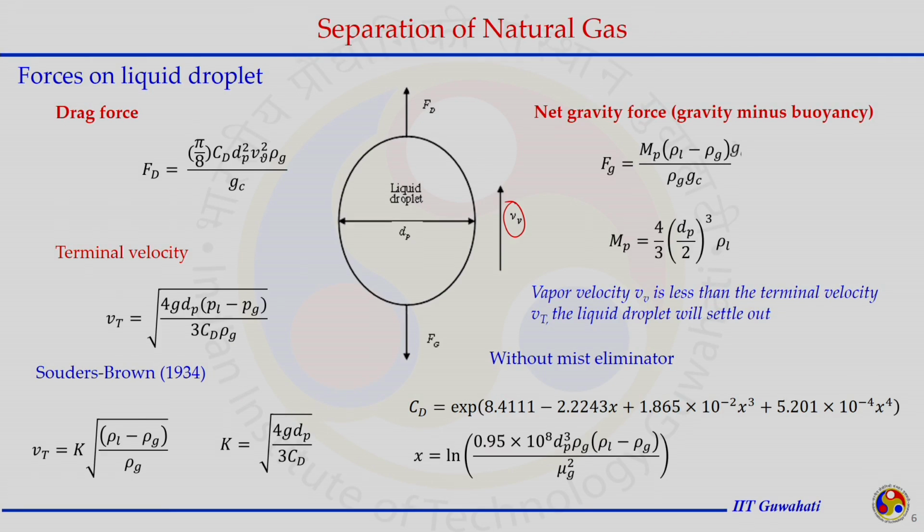Those forces are the drag force, which is balanced by the net gravity force, meaning gravity minus buoyancy force. When both forces are balanced we get the terminal condition, and the separation will happen only when the vapor velocity is less than the terminal velocity. When this situation happens, the liquid will come down.